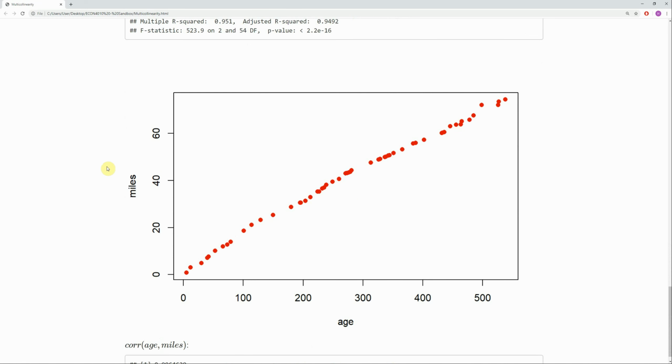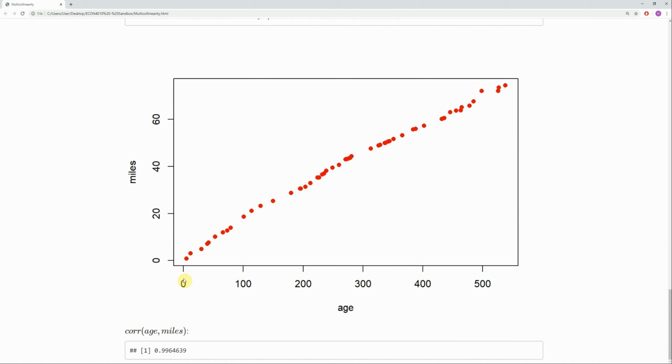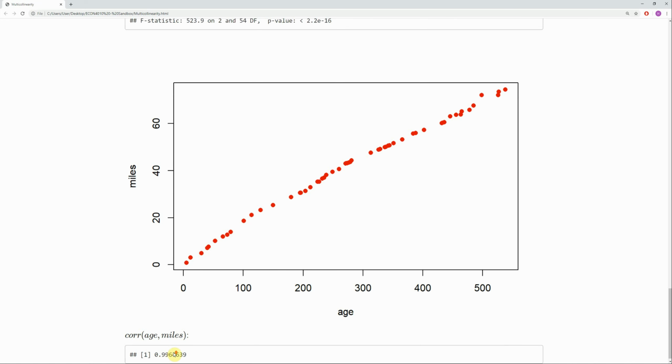Here we are showing the scatter plot of miles and age, and you can see that they are very, very correlated. There is almost a perfect line if we connect those dots. And if you run the correlation coefficient of those two vectors, you see that they're almost perfectly correlated. It's 0.996.